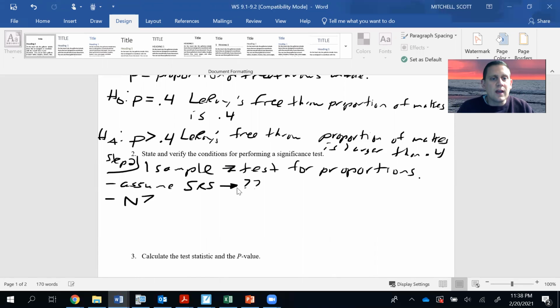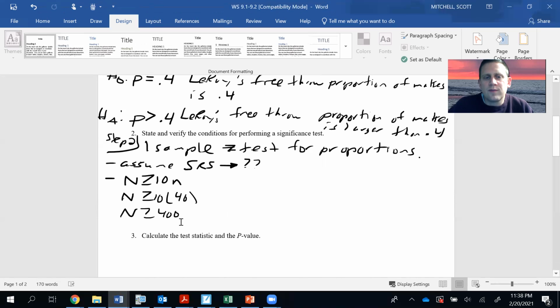So now we have our population being greater than or equal to 10 times the sample size. So I don't know how many he's going to shoot. Do you think he shoots more than 400 in the season or 400 in his career? I think that's probably a safe assumption. So Leroy shoots more than 400 shots. I guess I should be more specific than shots. That should be free throws.